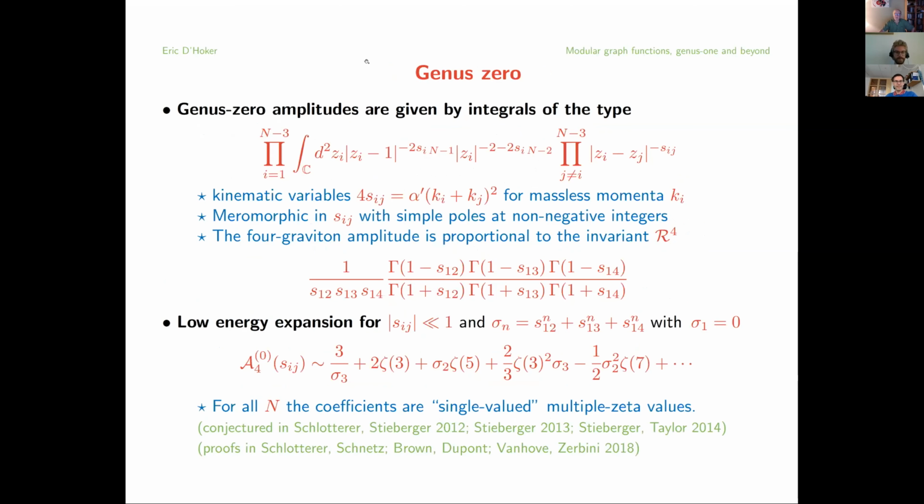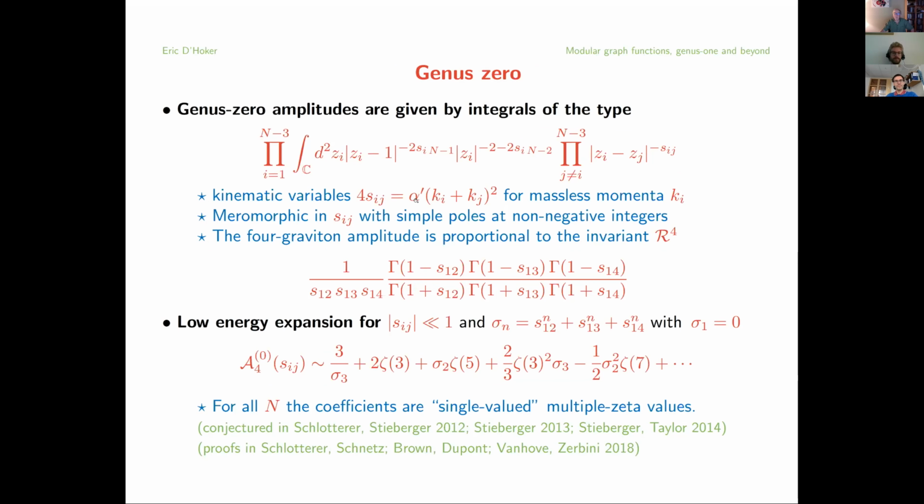So let me just review genus 0. Federico already did this yesterday. For genus 0, the amplitudes are given by integrals of this type. So n is the number of vertex operators, and then z you can think of as points in the plane, or actually more precisely as points in the sphere. And they depend on kinematic variables, so-called Mandelstam variables, formed in this Lorentz invariant way out of the momenta. We're taking the external states to be massless, so k squared equals 0.